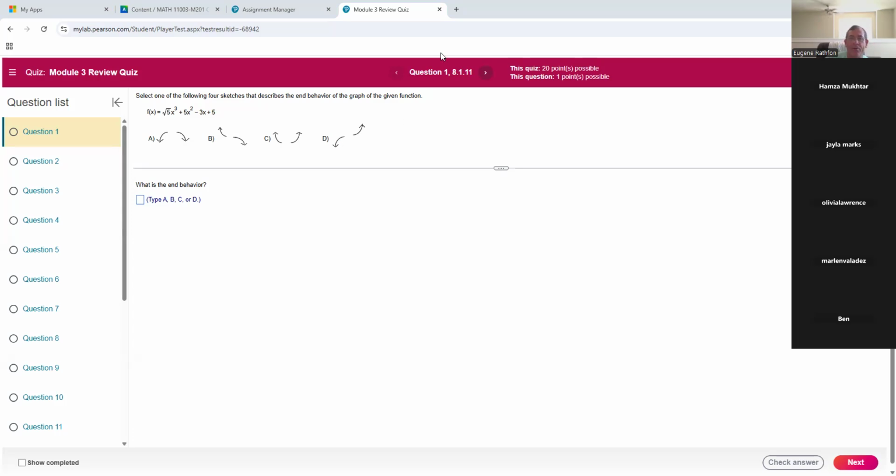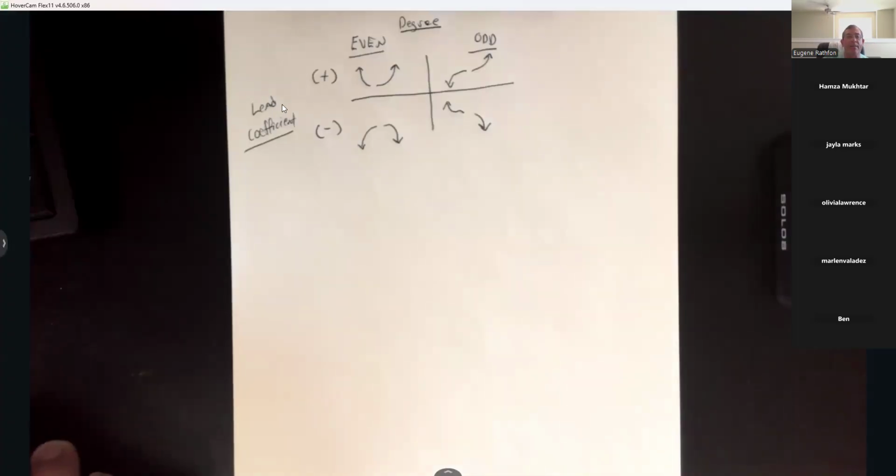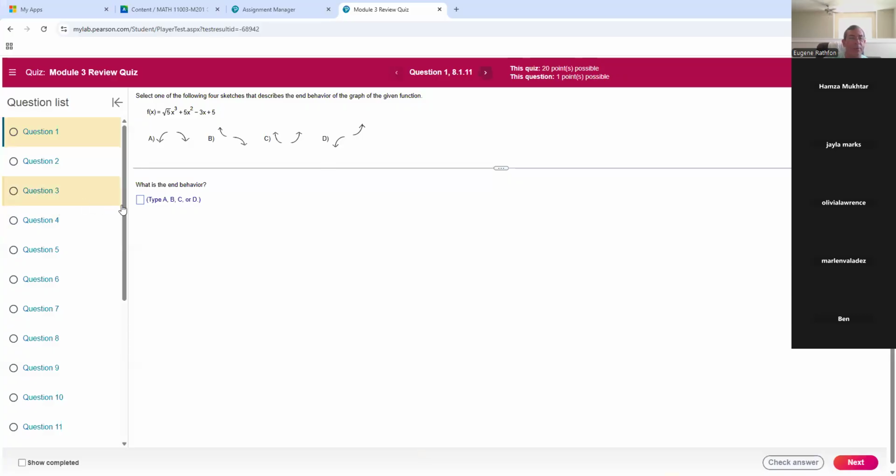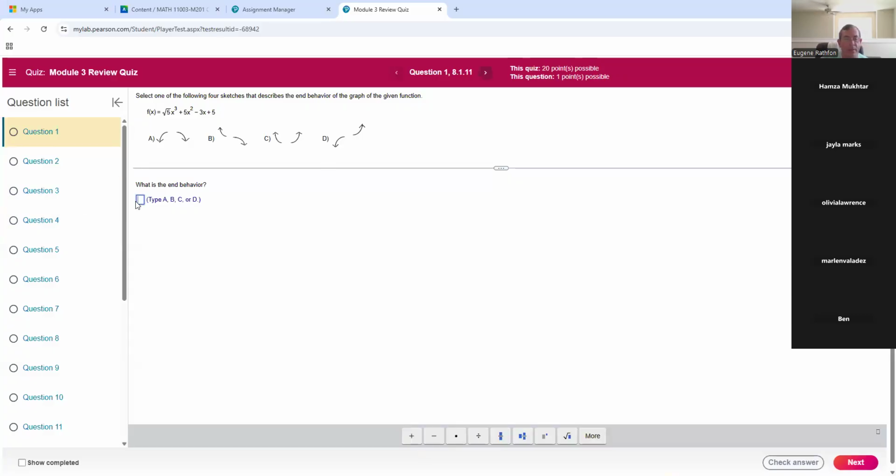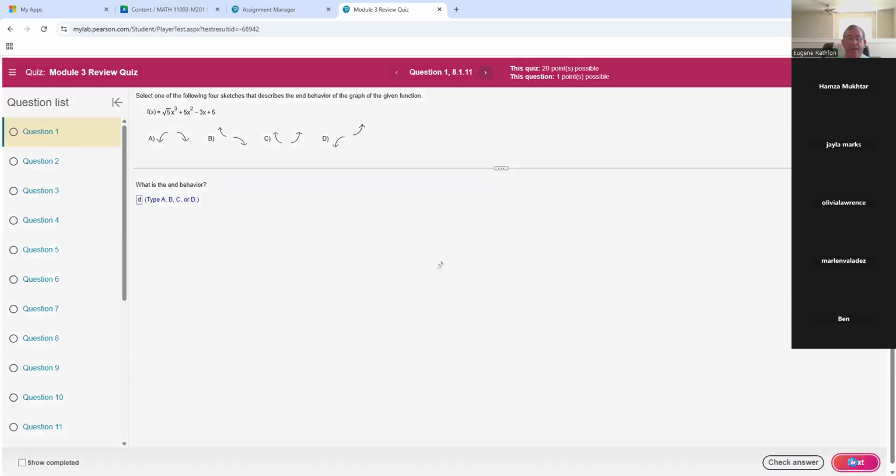All right, y'all, so let's get our chart out. So we got a positive lead coefficient and an odd degree. So my odd degree puts me on the right side. It's either going to go uphill or downhill. And since that lead coefficient was positive, that's going to go uphill, left to right. So we want the one going uphill, left to right, y'all, and that would be D. So just throw a D in there and hit next.